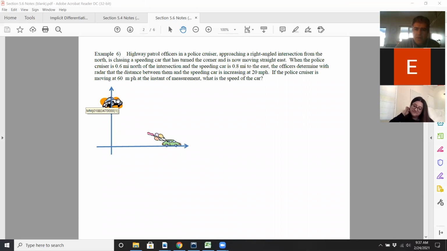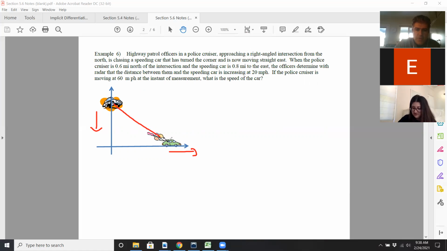So you have a highway patrol car that's on the y-axis. You have a guy who's running from the cops. He's got balloons. Highway patrol officers in a police cruiser approaching a right angle intersection from the north are chasing a speeding car that has turned the corner and is now traveling straight east. So the police car is going south, of course. He's coming from the north, but he's traveling this direction, and this car is going that direction. The police cruiser is 0.6 miles north, and the speeding car is 0.8 miles east. This is from the intersection. And the officers determined with radar that the distance between them is increasing at 20 miles per hour.